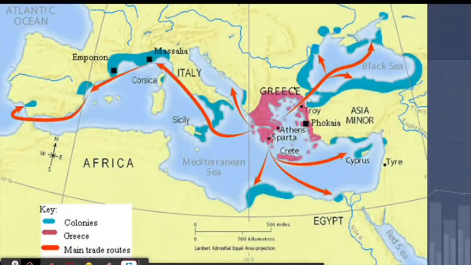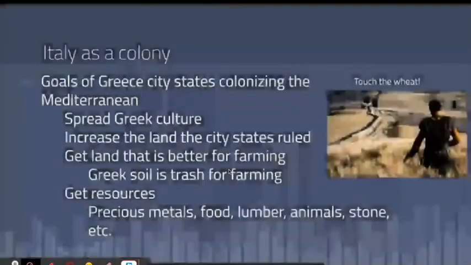All right, so here's a map of Greece. That's in that pink color. And then you'll see all the different routes that colonists took from Greece to different parts of Europe, North Africa, and a little bit of Asia. There were other Greek colonies besides Rome, but we're just going to focus on Rome.